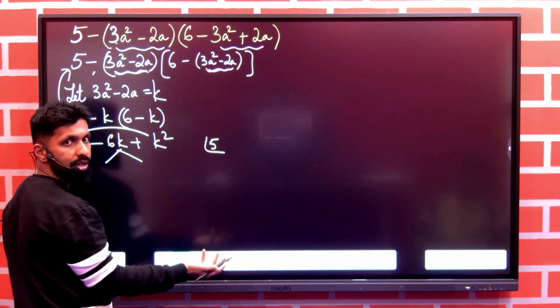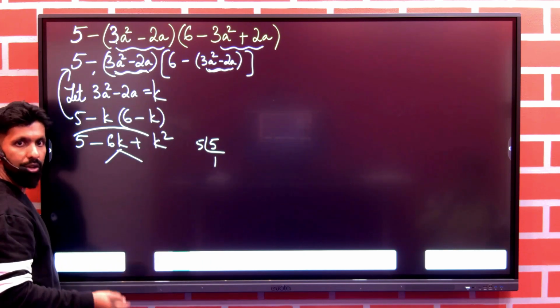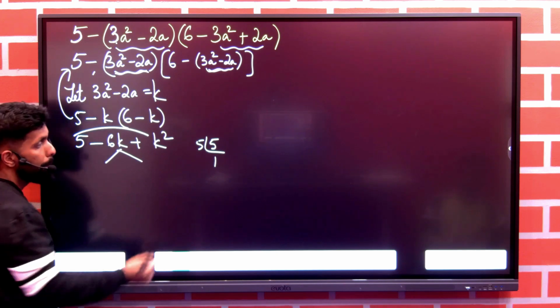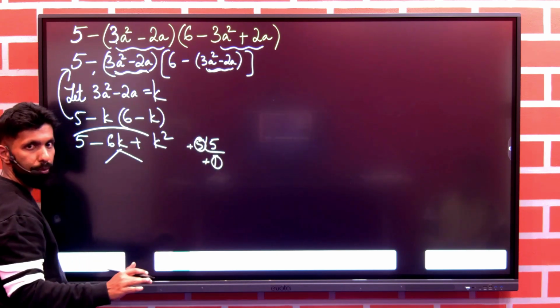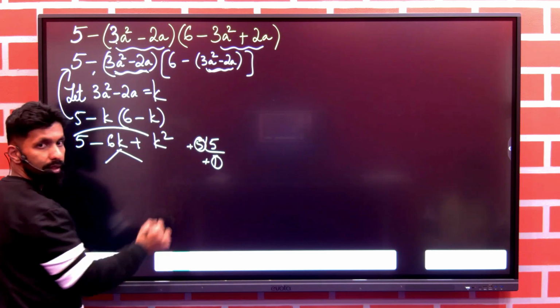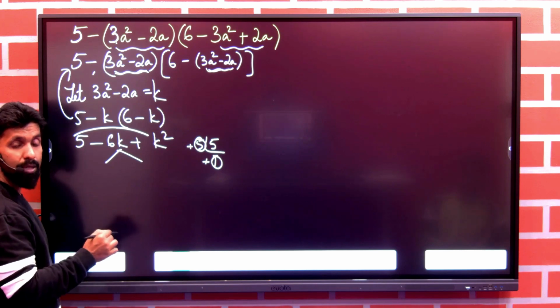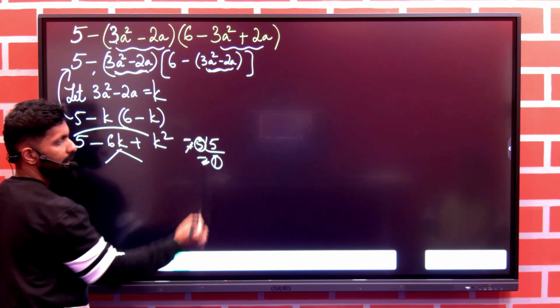There are no other options for 5. It's just 5 and 1. With 5 and 1, you add or subtract, you can get 6. Should we add or subtract? We should add. But if I keep both as the plus signs, these are correct factors, no doubt about it, but I will get plus 6 here. The question demands minus 6. So actually it is supposed to be minus 5 and minus 1.